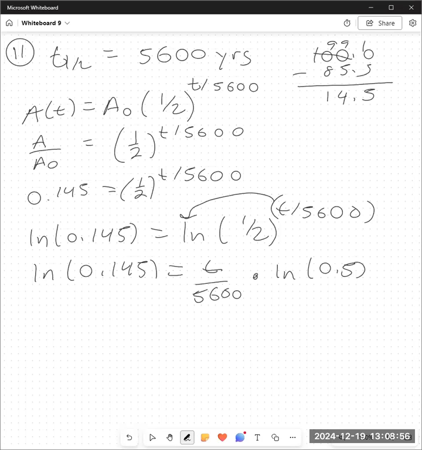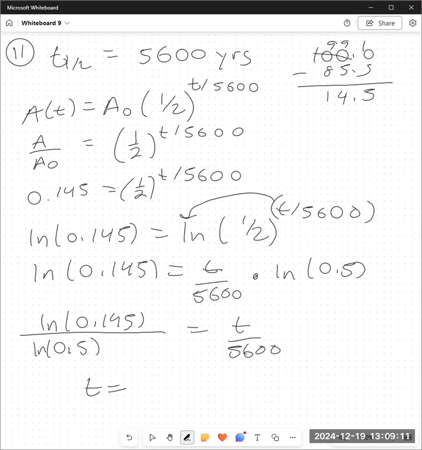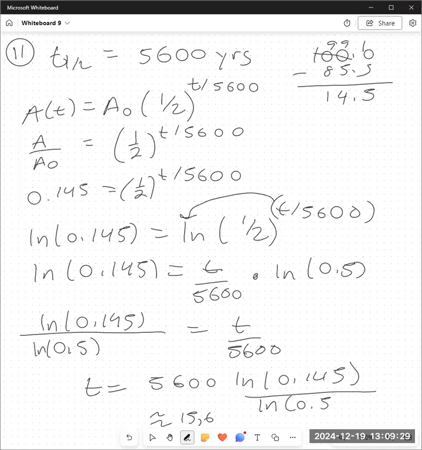I'll go ahead and make this ln of 0.145 divided by ln of 0.5 is equal to T over 5,600. T is going to be exactly equal to 5,600 ln of 0.145 divided by ln of 0.5, and that is approximately 15,600 years.